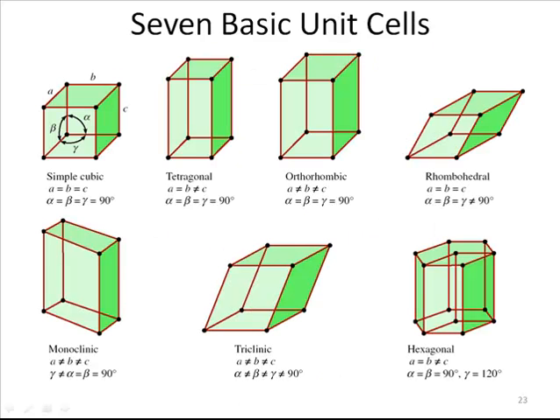There are 7 basic unit cells. This is the simple cubic one, tetragonal, orthorhombic, not rhombic, orthorhombic, sorry, rhombohedral, monoclinic, triclinic, and hexagonal. No, you do not need to memorize these.